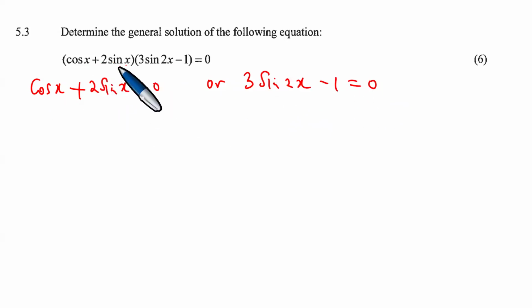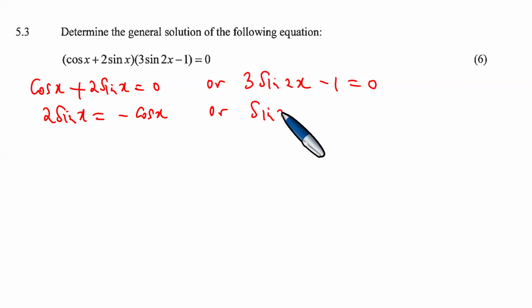Obviously, if the product of two expressions equals 0, in particular a product of two binomials, each with two terms, it means that one of them is 0 or they are both 0. Now we can transpose the terms. How do we transpose the terms? We can write 2 sine x equals minus cosine x, or we can write the sine of 2x equals 1/3, like so.